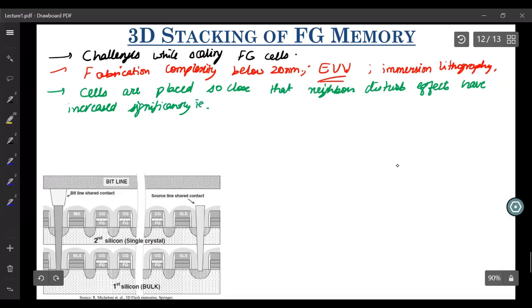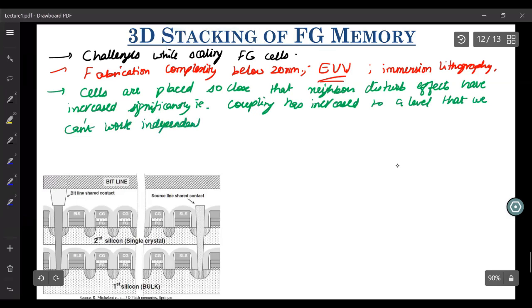That is, what is happening is, you program one control gate, but the device adjacent to it also gets programmed. Such is the level of capacitive coupling between the two. That is, the coupling has increased to a level that we can't work independently with one cell. Other cells will definitely be affected because of this.